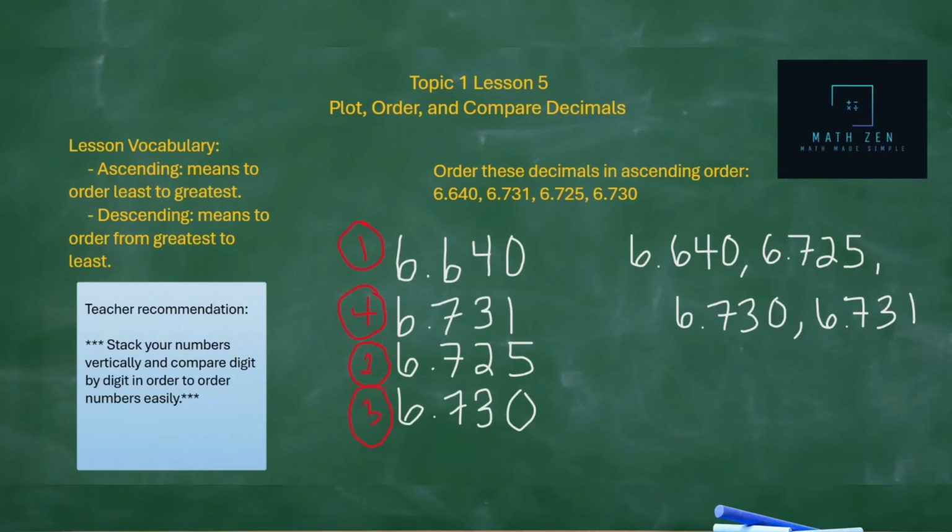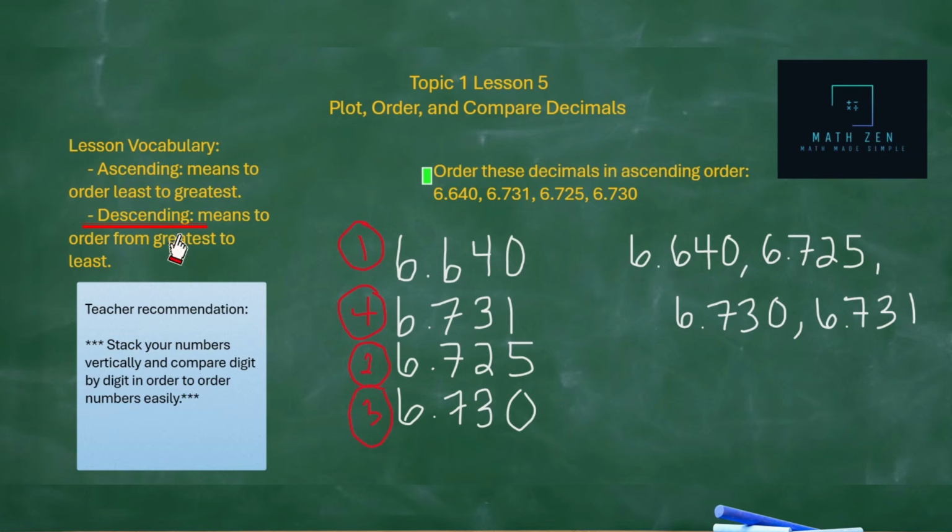All right, on this slide, we are going to get into how we order decimals. So you need to know two very important words before we get into that. You need to know what the word ascending means and descending means. The word ascending just means to order your numbers from least to greatest. And then descending is the opposite of that. It means to order your numbers from greatest to least.